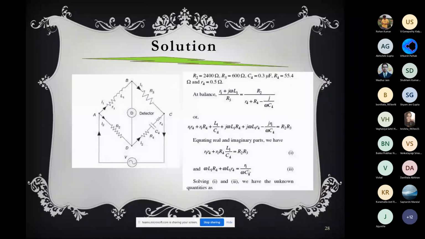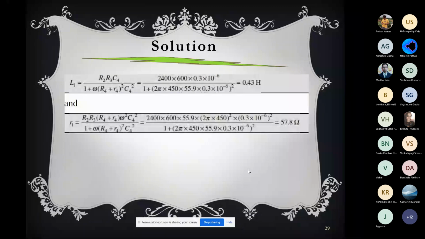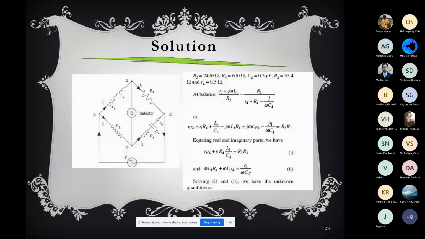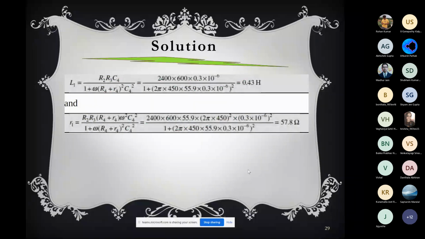So from here you see that L1 will be equal to this. From these two equations, we can solve it. So L1 will be equal to this, and if you substitute all the values, you will get 0.43 Henry. And small r1 will be equal to this. If you solve this and substitute all the values, you will see that the inductance resistance will be this 57.8 ohm. This is the way you could solve it.